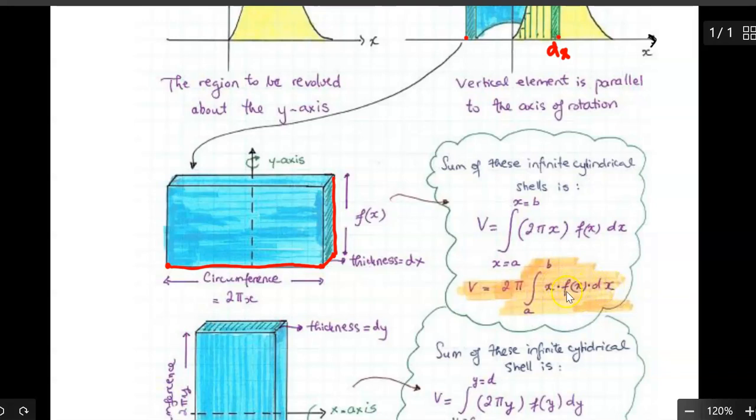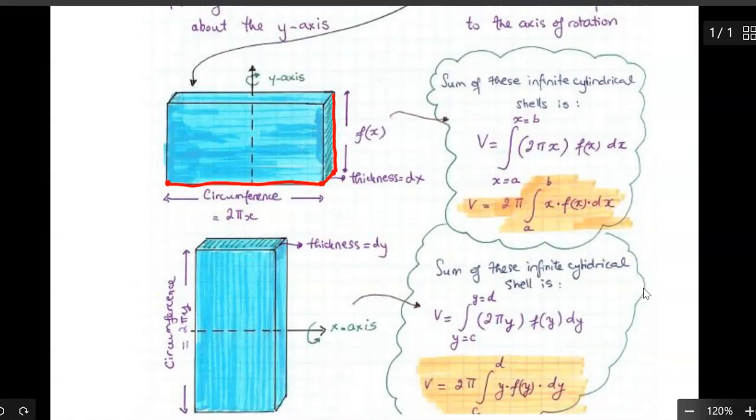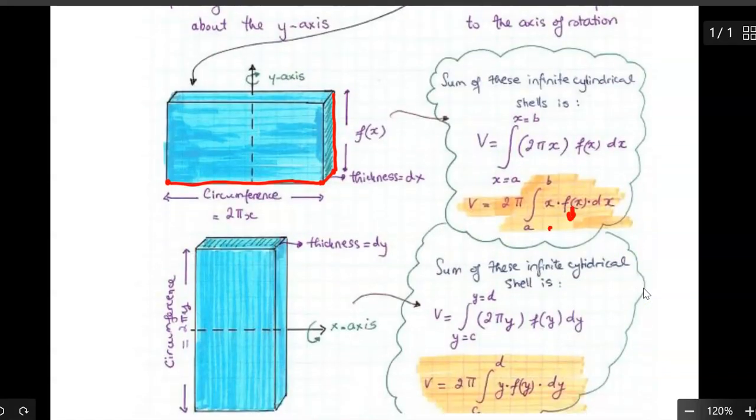So what is the function f(x) in this case? The function f(x) is actually y. That means you have to solve for y. So keep that in mind.